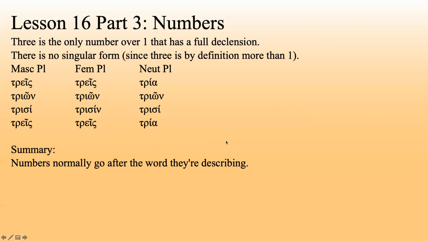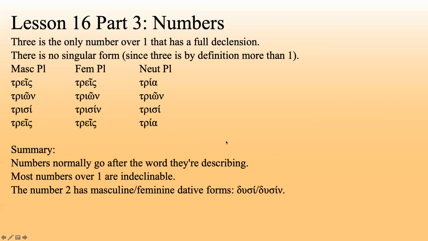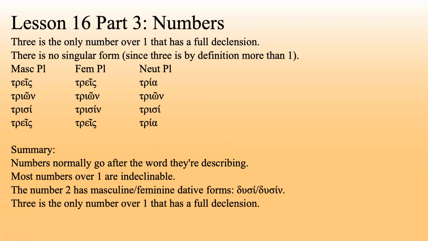So, summary: numbers normally go after the word they're describing. Most numbers over 1 are indeclinable. The number 2 has masculine and feminine dative forms, which are dusi and dusin. 3 is the only number over 1 that has a full declension, and we'll want to memorize the declension of treis.